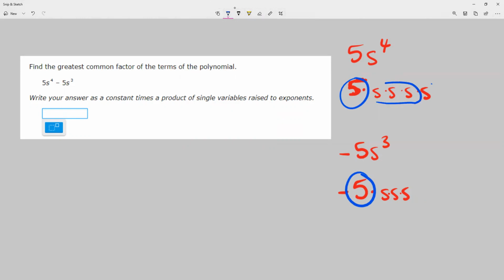So I have 3 here that I can match with these 3 here. So 5s to the 3rd. So the sign doesn't matter so much now, but later it's important to make sure you still see it, even if you're kind of ignoring it.